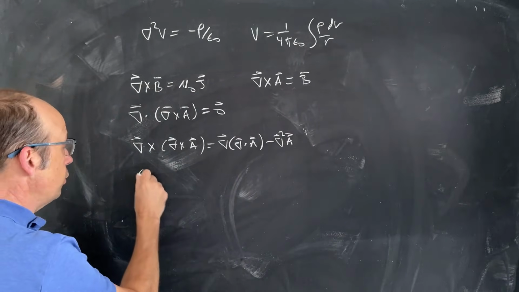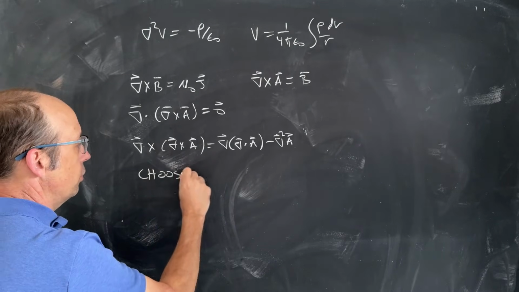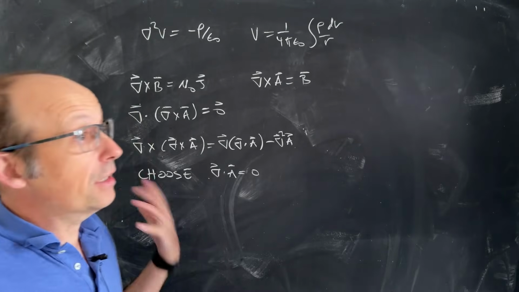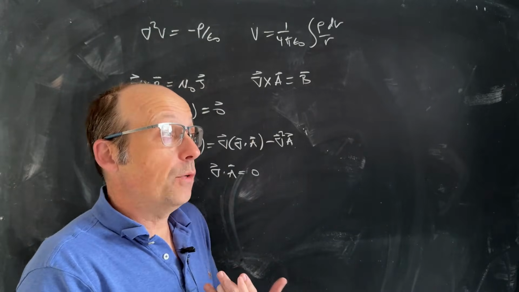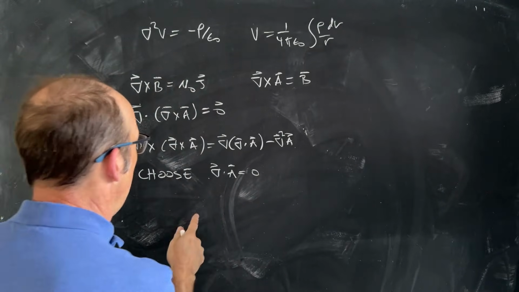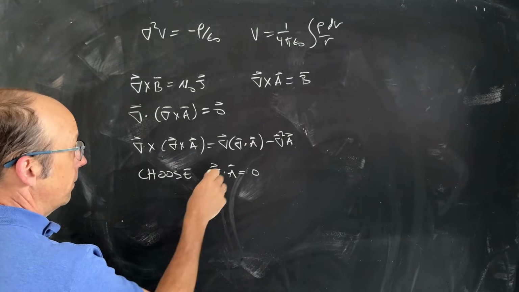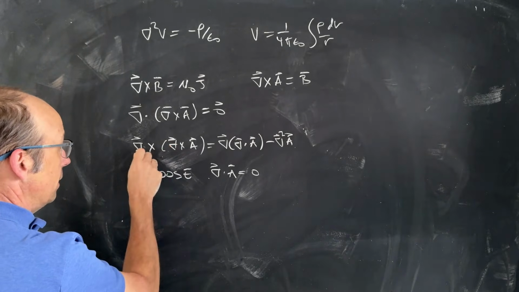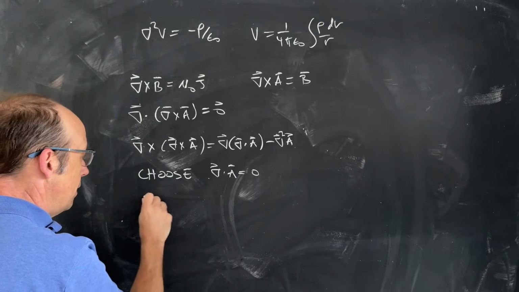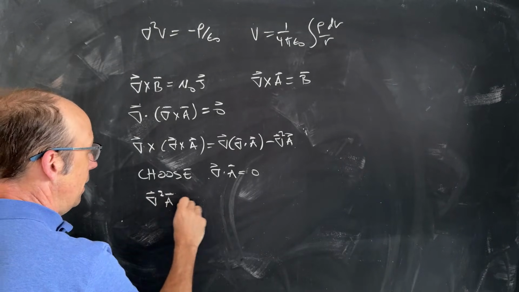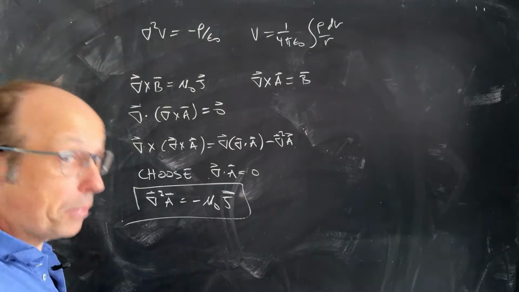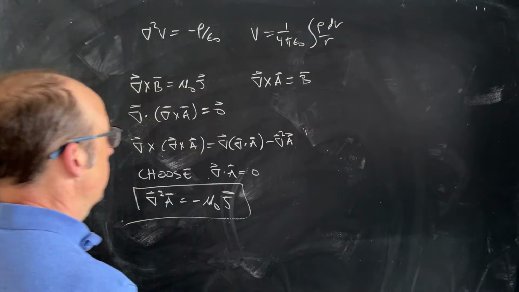If we choose, this is important, choose del dot A to be 0, we can pick that. Just like we pick v is equal to 0 at infinity. We don't have to, but if we do pick that, then we get this is del cross B, which we know is mu naught J. So we get del squared A is negative mu naught J. And that is very important. But it's a choice. It's not always true, like I said.